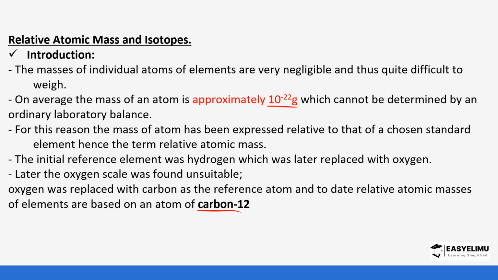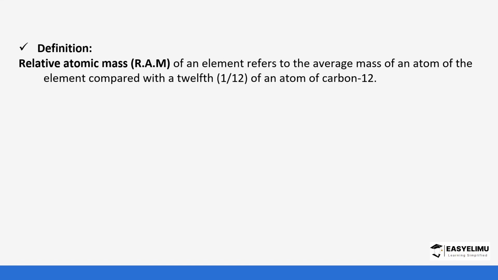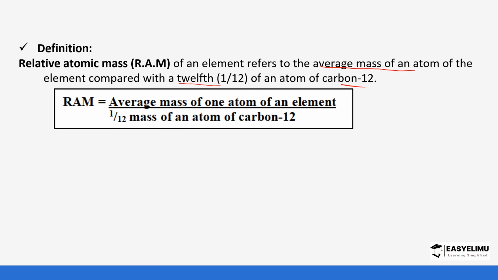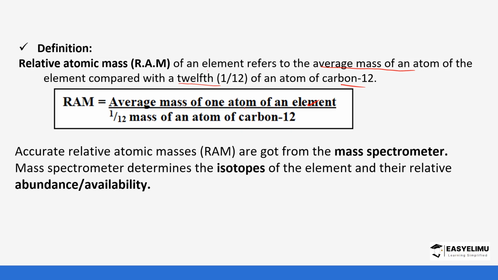So when we define the relative atomic mass, we're always defining it in relation to carbon 12. Relative atomic mass is the average mass of an atom compared to a 12th of the atom of carbon 12. So that is the definition of relative atomic mass. When we are calculating it, that is the average mass of one atom of the specific element you want over the 12th mass of the carbon atom.